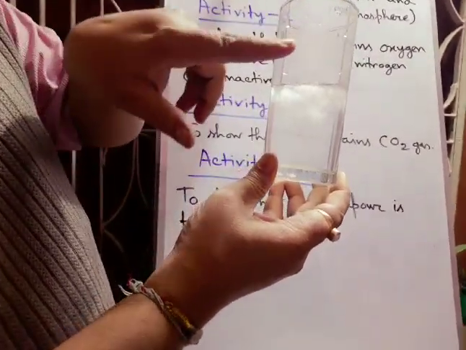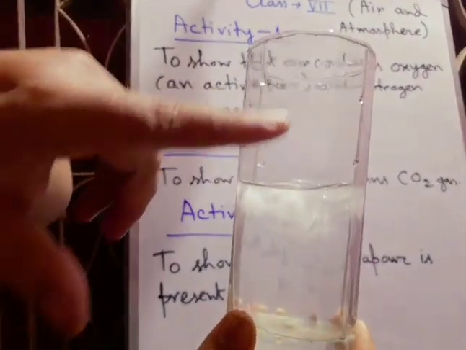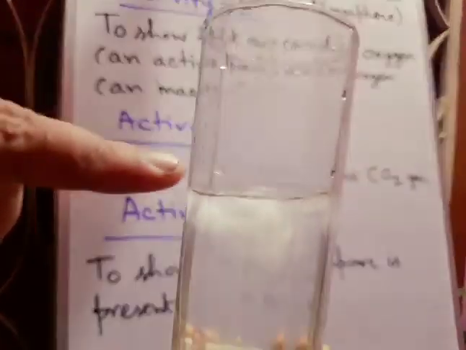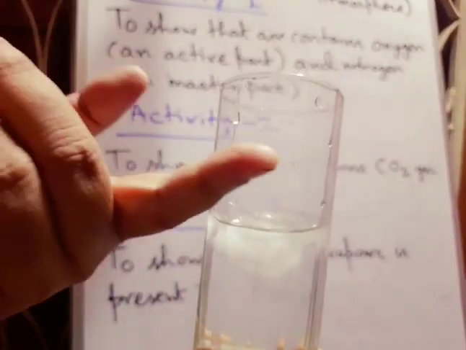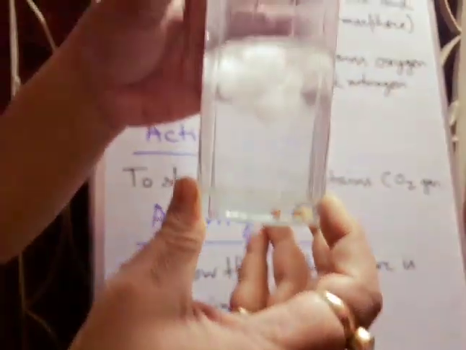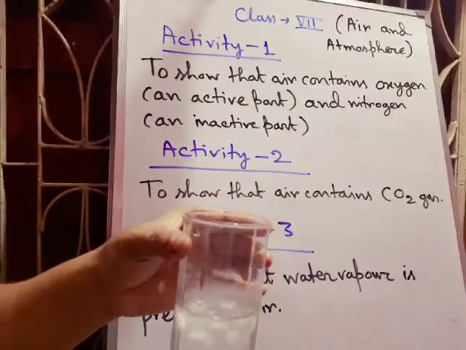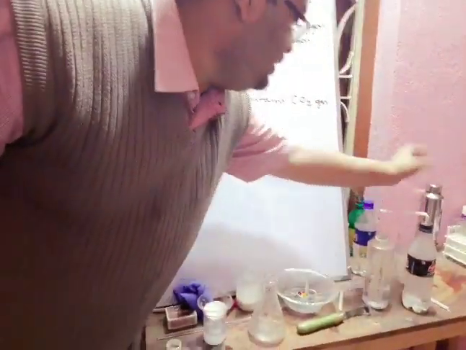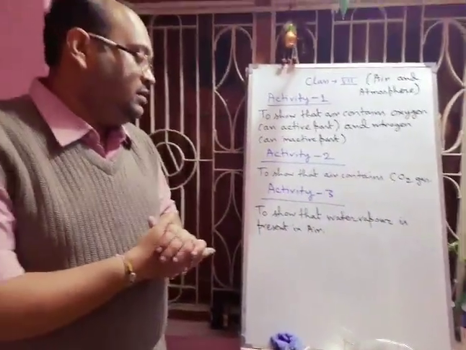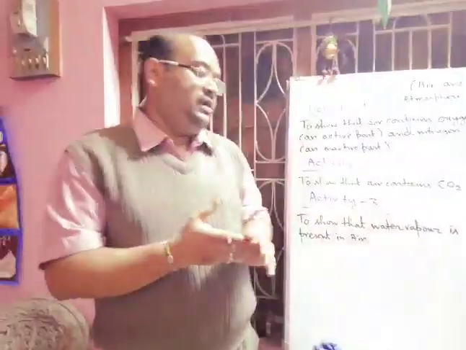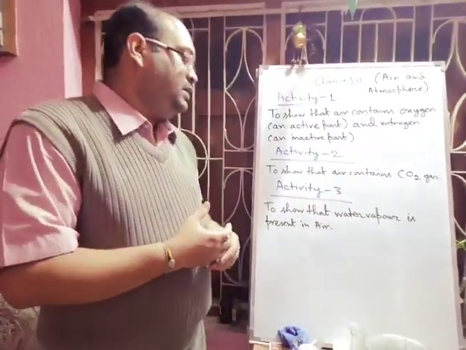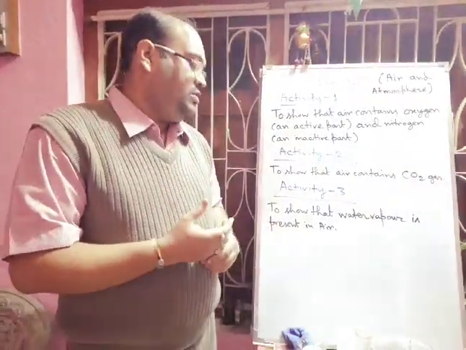So here you see, just above this glass there is some water vapor. Okay, you will perform this experiment in your home also. Then you can easily understand that air contains water vapor, and when you condense this water vapor, it will produce water droplets.